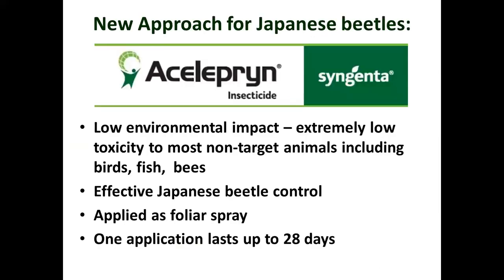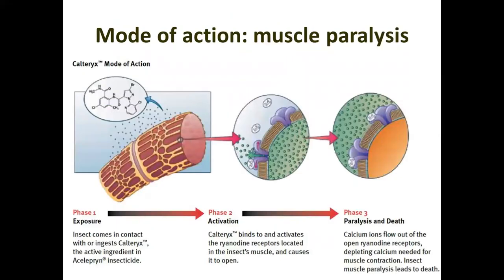So nowadays, we've switched part of our IPM approach to this product, Acelepryn, because of its low environmental impact, low toxicity to most of the non-target creatures, including birds, fish, and bees, but super effective on Japanese beetle. One application lasts up to 28 days. A typical contact pesticide might have a week of activity. Acelepryn lasts 4 times that long. And what it's doing, it paralyzes the chewing muscles of the jaw parts. So if they can't move their jaws, they just basically starve to death.